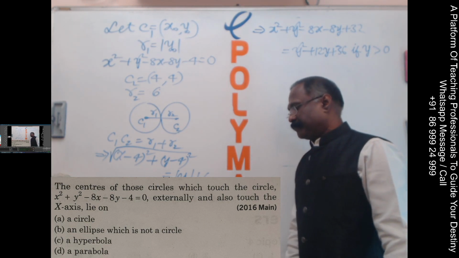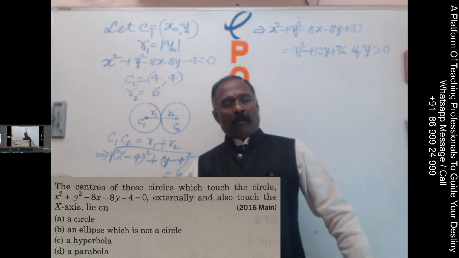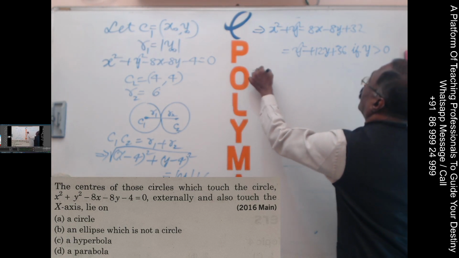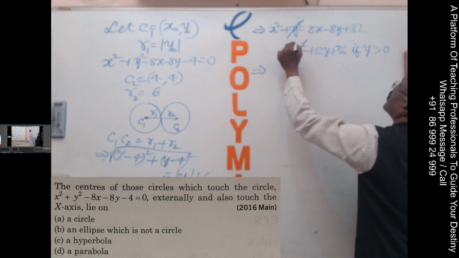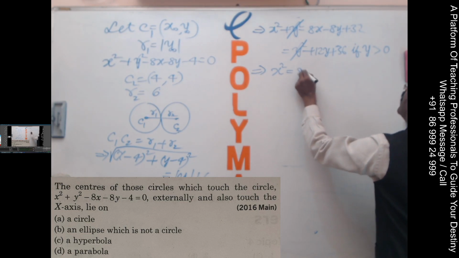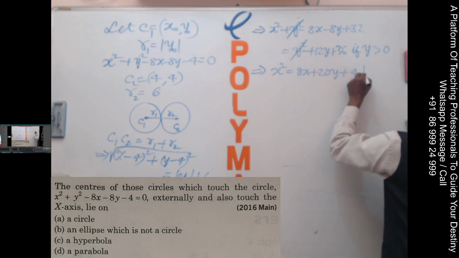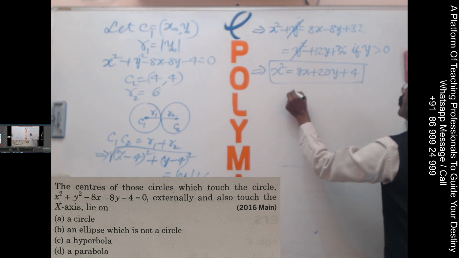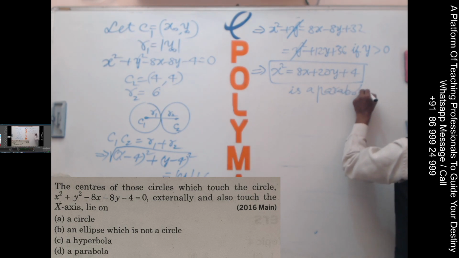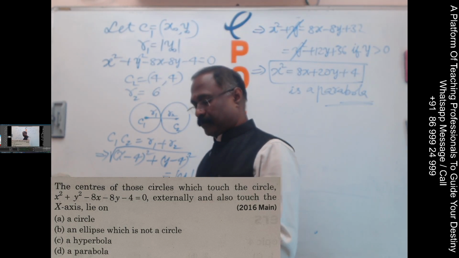That's what you have to understand. Y greater than 0 means modulus can be removed directly. I have taken that first. Now let us check it out. Y square gets cancelled, and it is x square is equal to 8x plus 20y plus 4. It is a parabola, please.